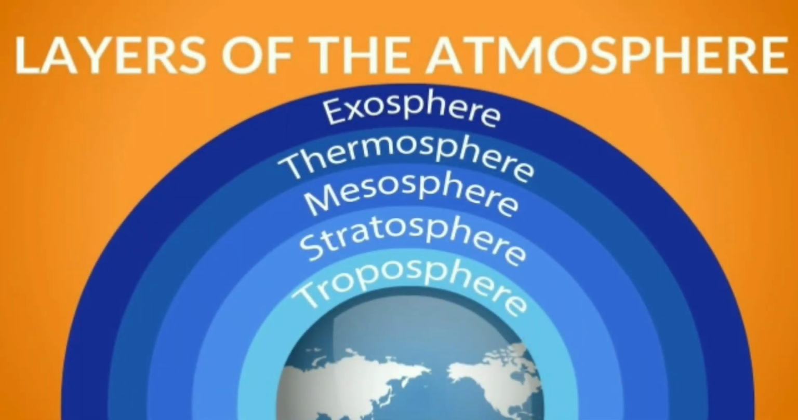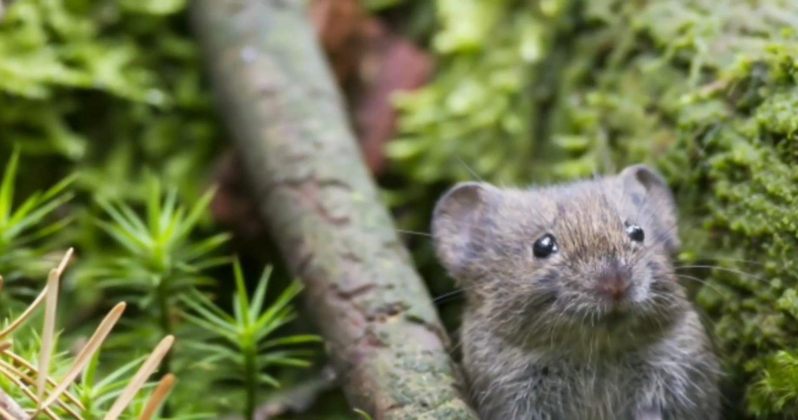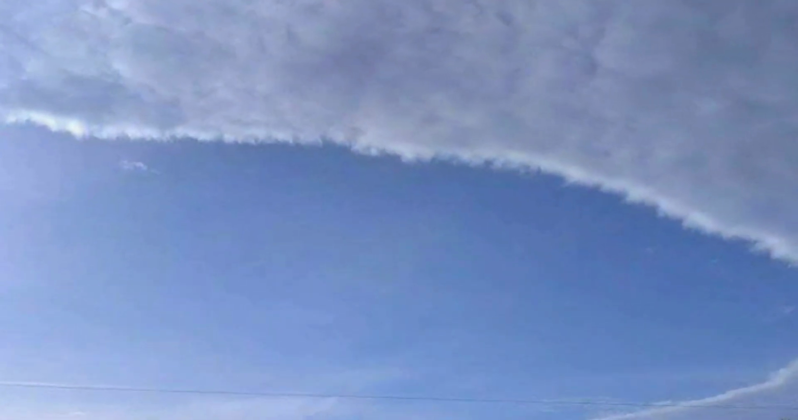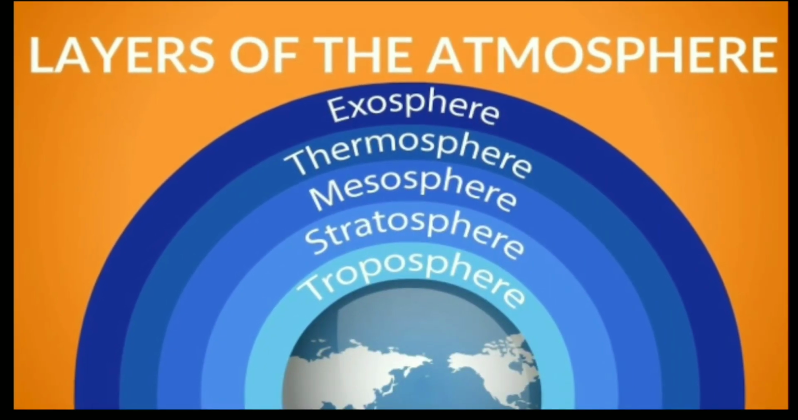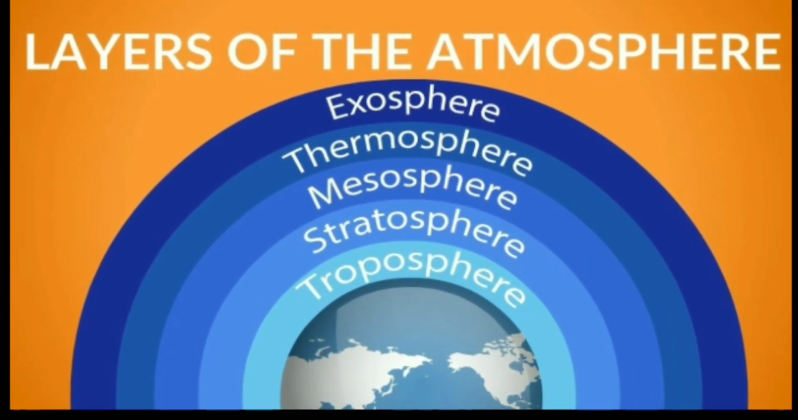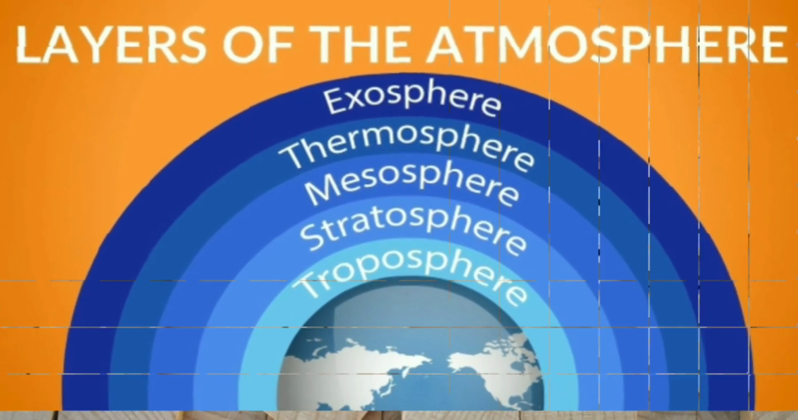Like the Earth's interior, the atmosphere too is made of several layers. All animals and plants live in the lowermost layer of the atmosphere called the troposphere. All weather phenomena take place in the troposphere. Even aeroplanes fly in the outer edge of the troposphere. The stratosphere, the mesosphere, the ionosphere, and the exosphere lie above the troposphere.